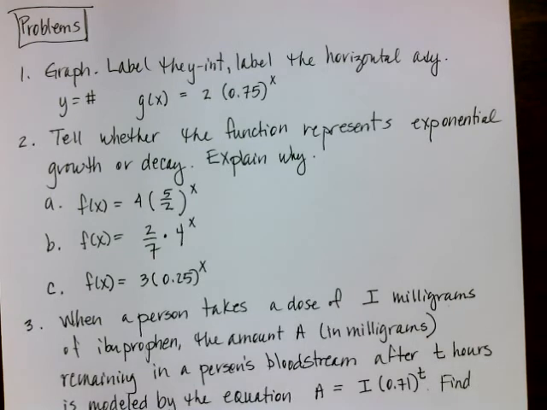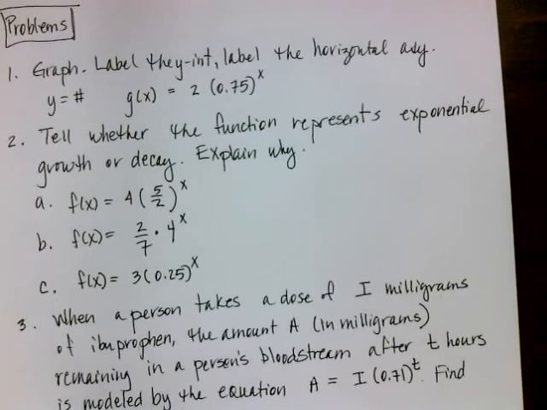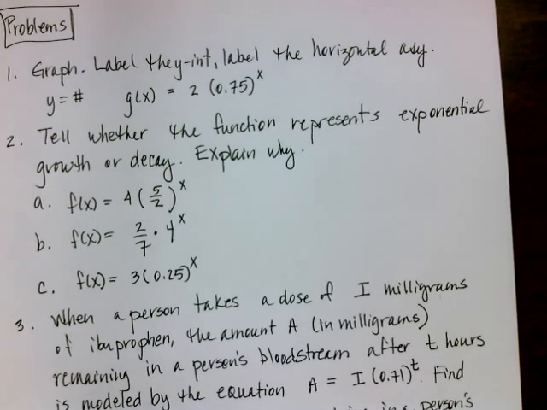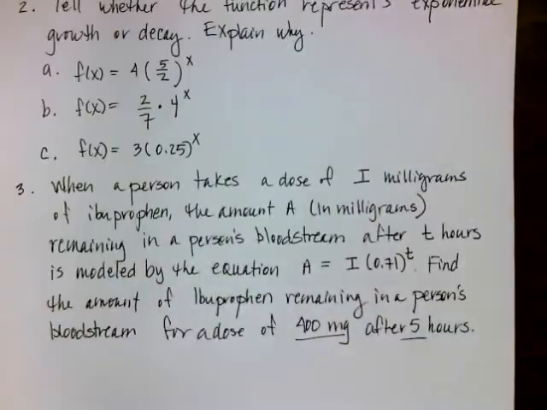Find the amount of ibuprofen, it's a weird word to spell, okay, remaining in a person's bloodstream for a dose of 400 milligrams. Okay, I'm going to have to turn the page after 5 hours. All right, so these become your two critical values. I guess you can't see them, to substitute into your problem.